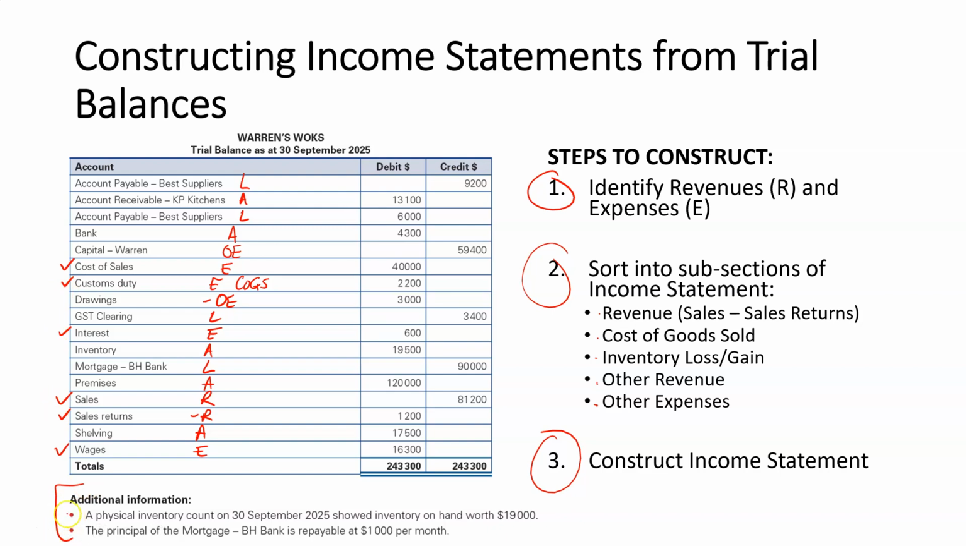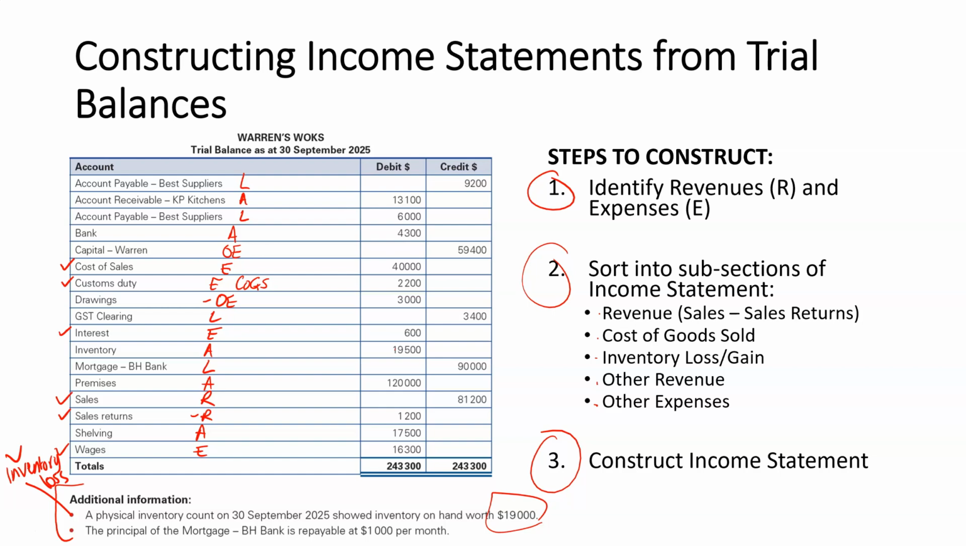So additional information, point number 1, is going to be about my inventory loss or gain. I can see that the count showed 19,000 for inventory, whereas my balance showed 19,500. So this is going to be an inventory loss, and that needs to be included. The principal of the mortgage is repayable, so this is just showing what's going to happen with the loan.